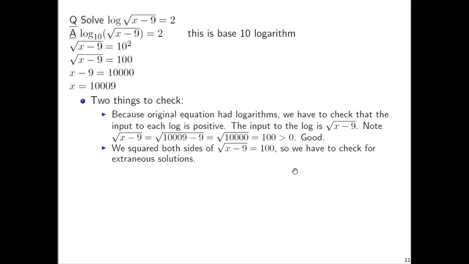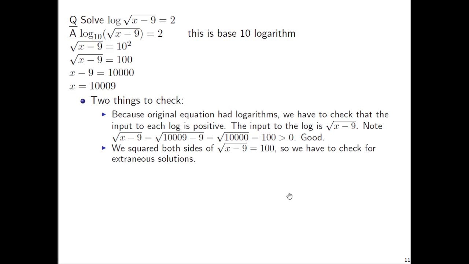But that's not the only thing to check. We actually, at some point, squared both sides. We took an equation, namely this equation, root x minus 9 equals 100, and we squared both sides. And please remember, when you square both sides of an equation, you have to check to see if you got any extraneous solutions or any false solutions.